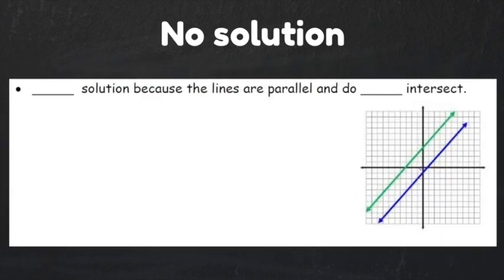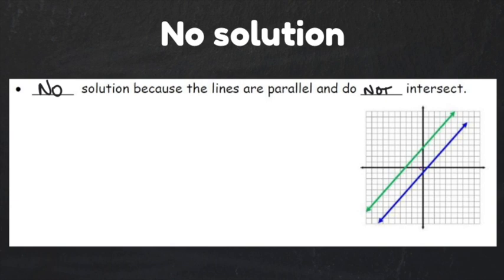The other possible outcome that we have is a no solution system. We say that this is a no solution system because we have a system with parallel lines. So if the lines are parallel, they do not intersect. So if there's no intersection, there is no solution.